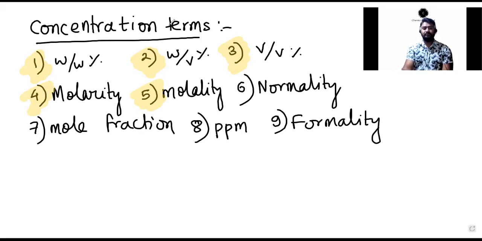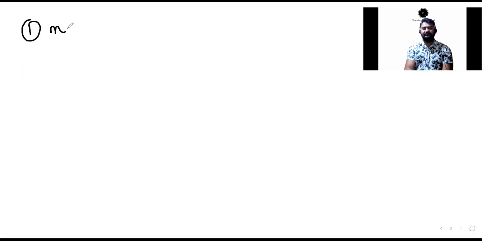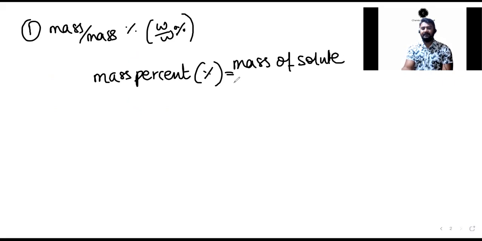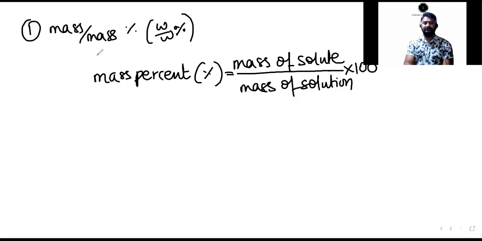Let's first do the first one, weight by weight percentage, or sometimes we can call it mass by mass percentage. Mass by mass, or weight by weight percentage, is basically defined as mass percent. Mass percent can be defined as mass of solute by mass of solution into 100. That's the definition of this. So it is basically mass of solute by mass of solution into 100.